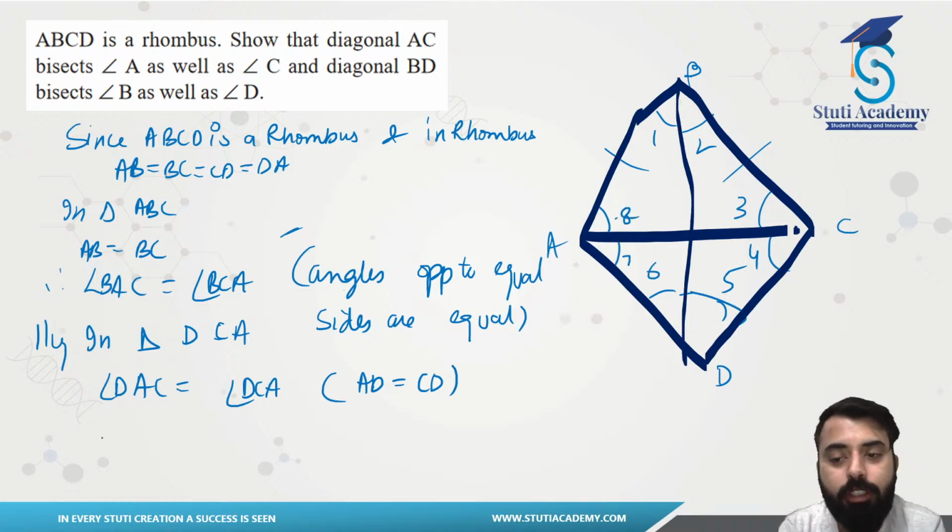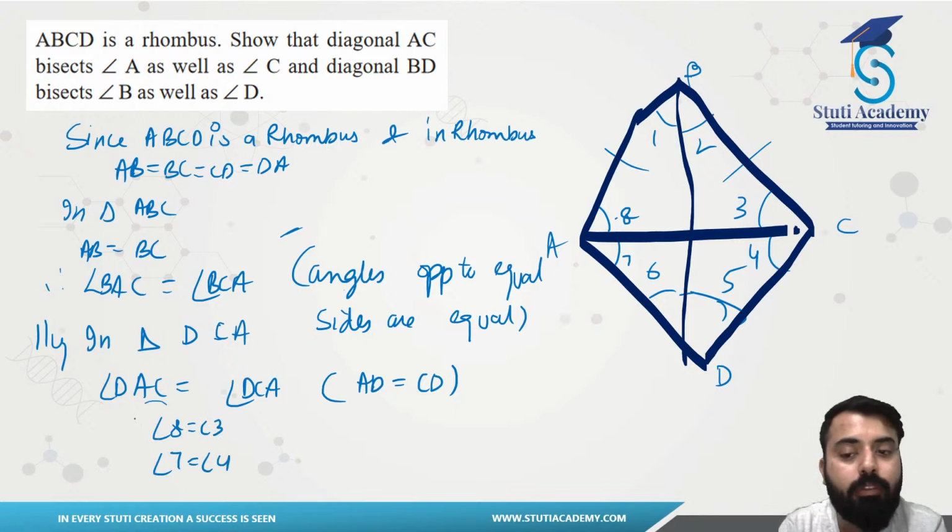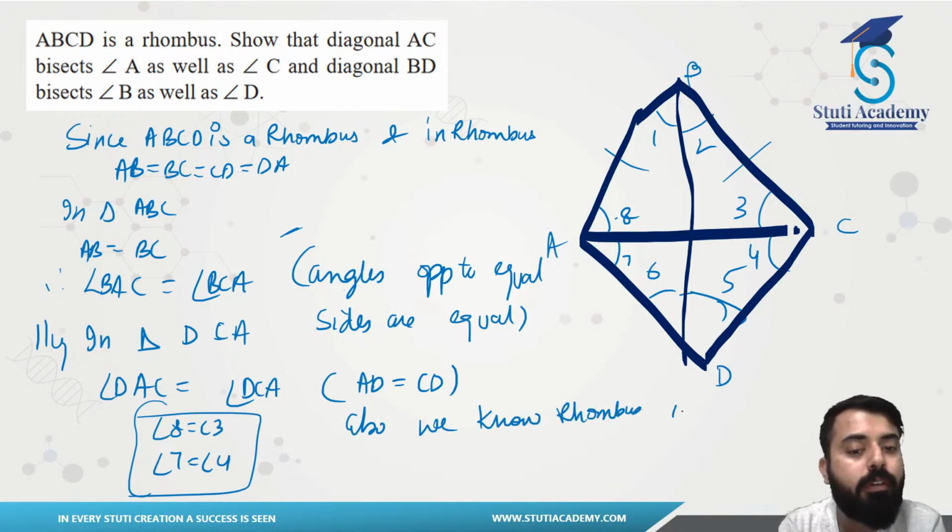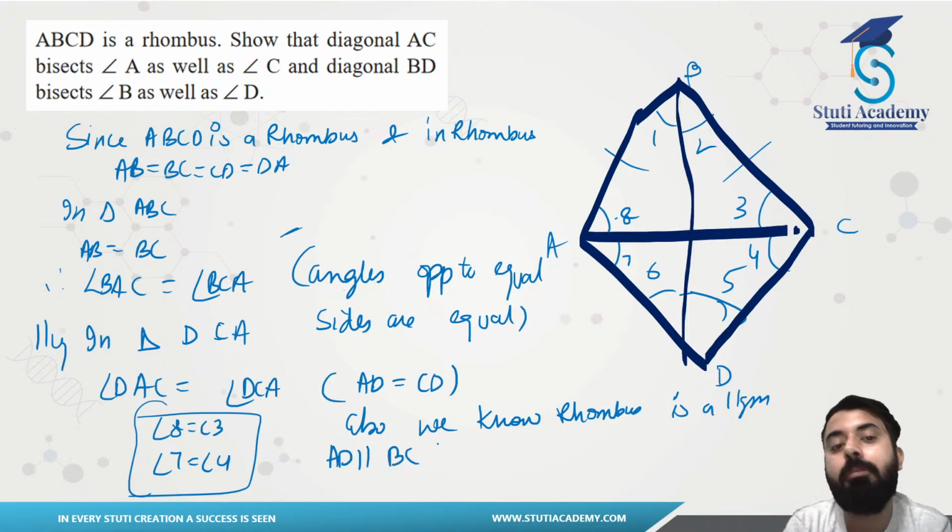So guys, according to this, I know angle BCA, which is angle 8, is equal to angle 3, and angle 7 is equal to angle 4. These are the things that we have to keep in mind. Also, we know a rhombus is a parallelogram as well. If that is the case, I can say AD is parallel to BC because opposite sides of a parallelogram are parallel, and AC is the transversal.